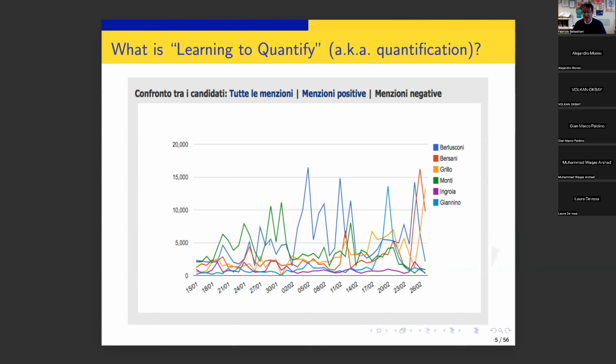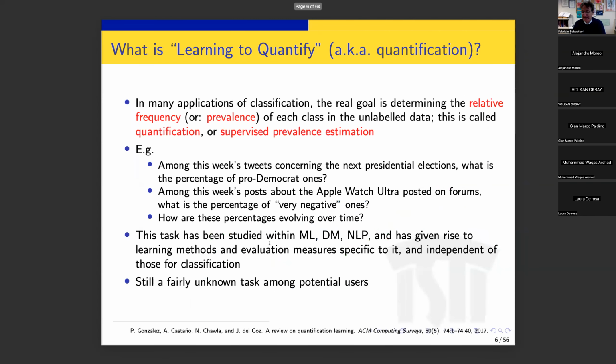They were interested only in the aggregate results, you know. And these are the two main characteristics of learning to quantify, or quantification. So you might, in a sense, see techniques for learning to quantify as specialized classification techniques, specialized to the case in which our real goal is figuring out not which, but how many. How many tweets, how many individual data points have a certain class label.